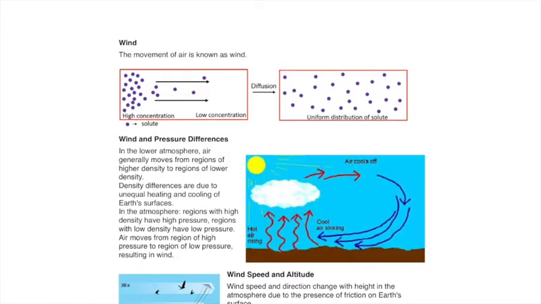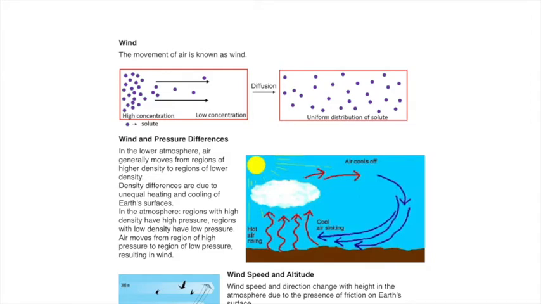So wind is when air molecules are piled up in high concentration. They will act like a spring and spring away from the high concentration towards the low concentration. So wind is always air that's moving from high pressure to low pressure. Okay, that's the movement of these molecules.